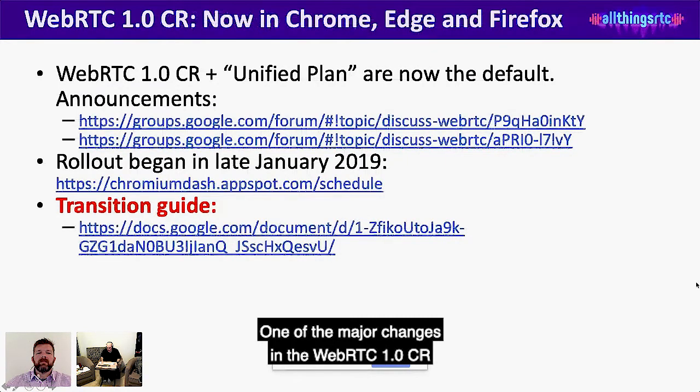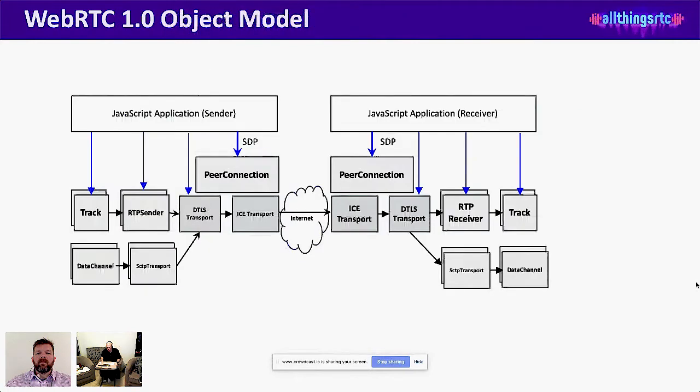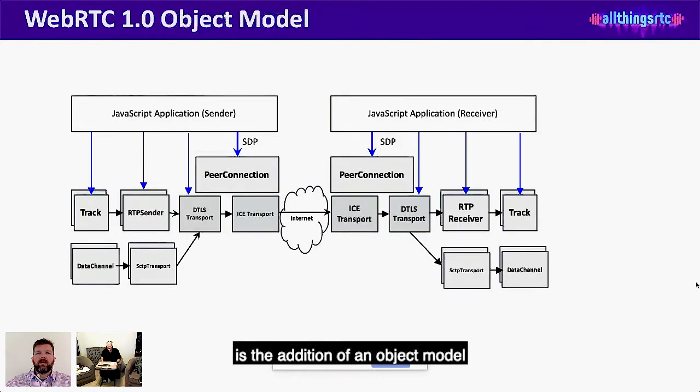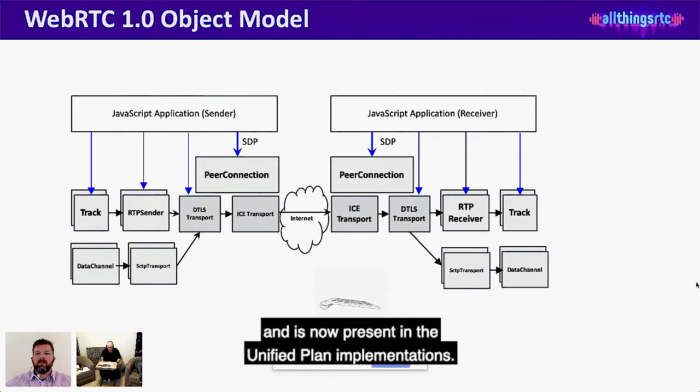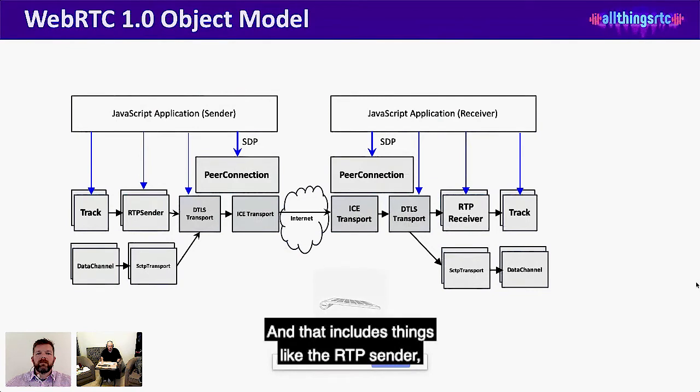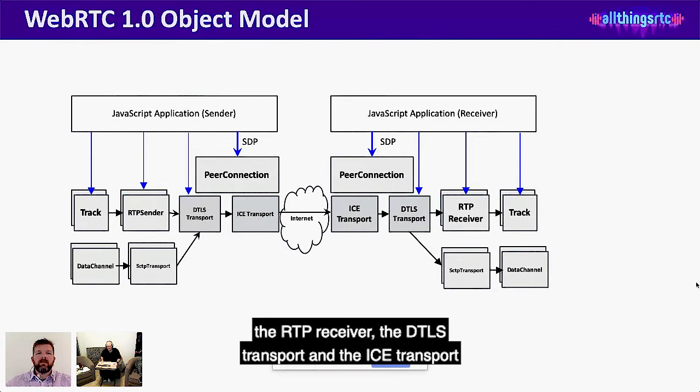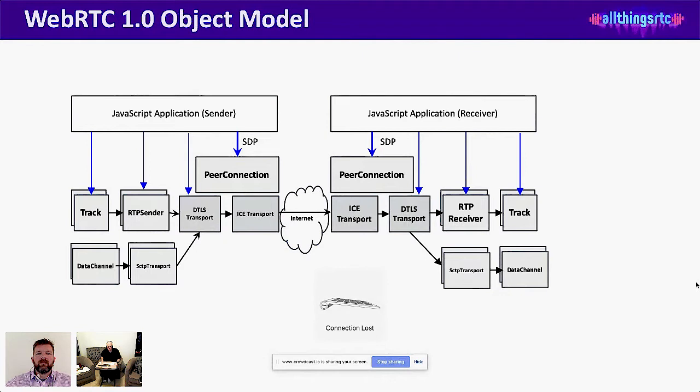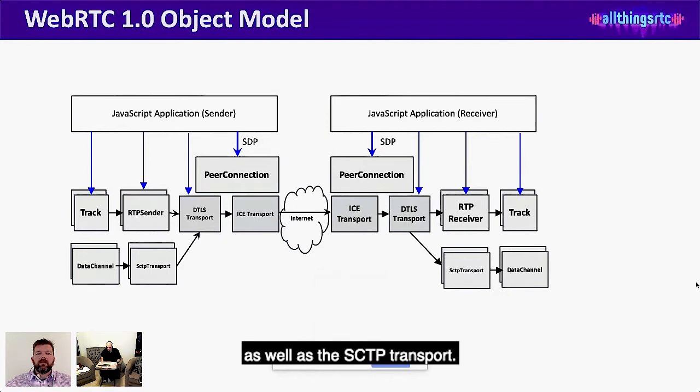One of the major changes in the WebRTC 1.0 CR is the addition of an object model that was originally developed in ORTC and is now present in the Unified Plan implementations. And that includes things like the RTPSender, the RTPReceiver, the DTLS transport, and the ICE transport, as well as the SCTP transport.